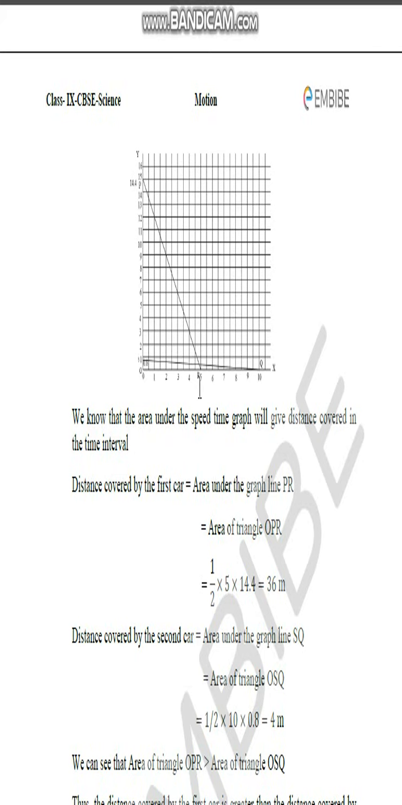Now for the distance covered by the first car, we know from the velocity time graph that the distance is the area under the graph, and the area under the graph creates a triangle. So the area of triangle OPR is half of 5 into 4, base into height. Base is 5 and height is 14.4. From here it is 36 meters. And the area under the second car is the same, half of 10 into 0.8. If you create the same here 14.4, you have to create 0.8 and here 10. You'll get 4 meters.